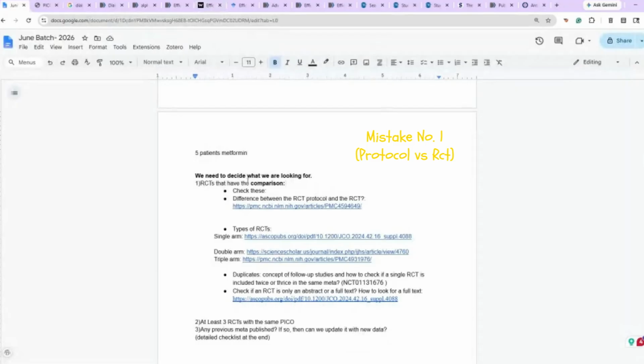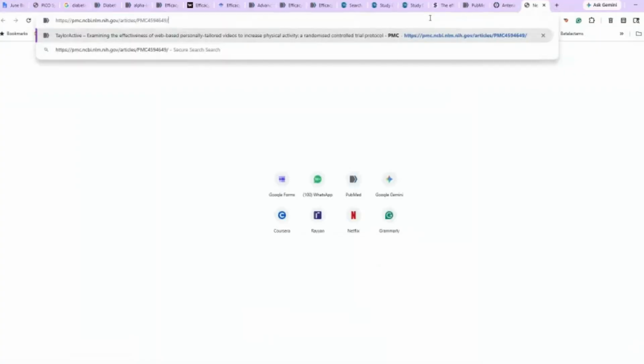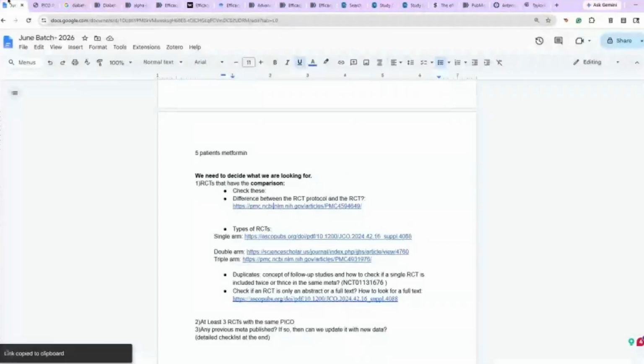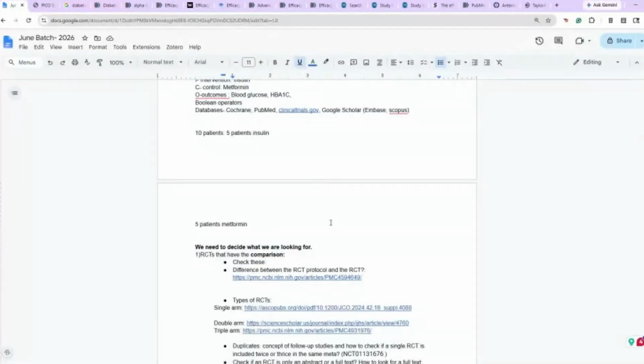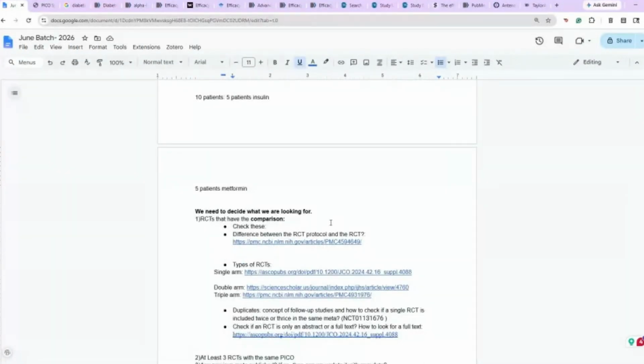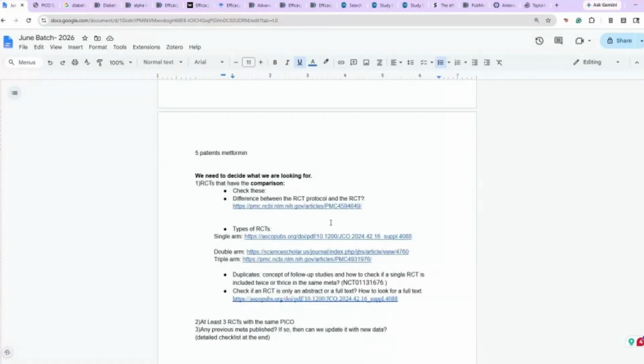Now when I say that we are looking for comparison, this is what happens. Let me copy this. When you go to this PubMed, clinical trials, or whichever database you want, and you suggest a topic, you give me a topic and you give me the link, then that link or shared study is not an RCT, but just a protocol.